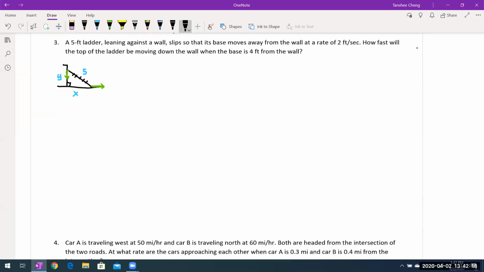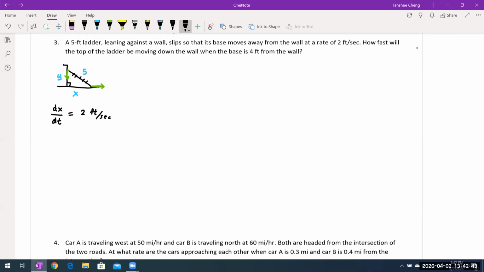So that's how I decided which part of the picture will be variable and which part is not. And the given right here is that it is slipping away from the wall, moving away from the wall at the rate of 2 feet per second. So that means I have dx/dt equal to 2 feet per second.